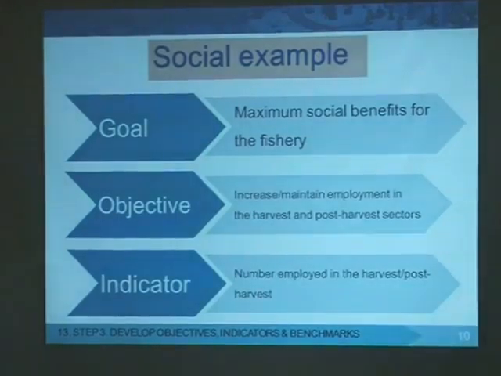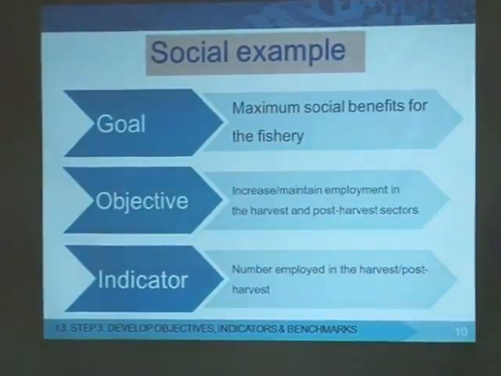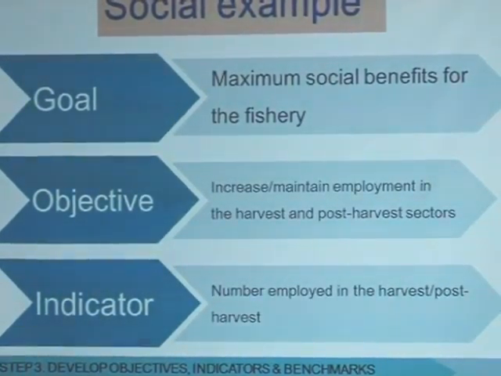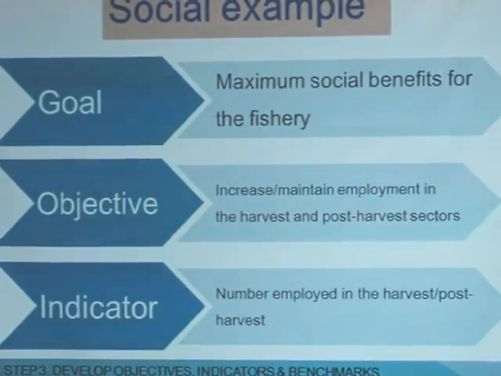In the social example, maybe I can provide another objective. Your objective may be to improve human health, focusing on health as a social benefit. Human health at the national level by increasing fish consumption, because you know that fish is a really good source of good quality protein. So your indicator can be fish consumption.